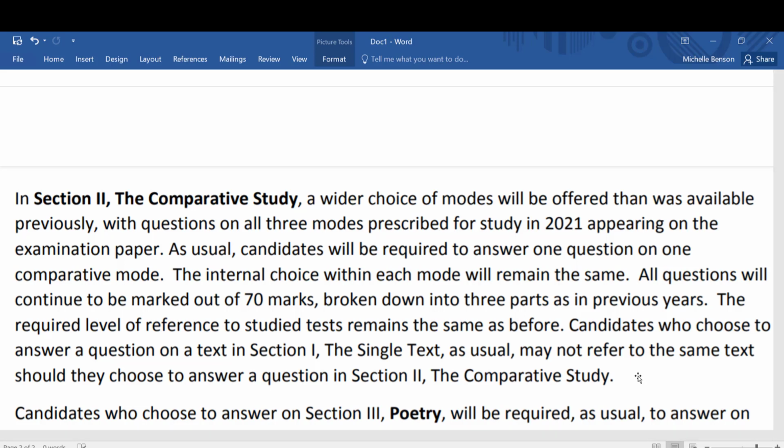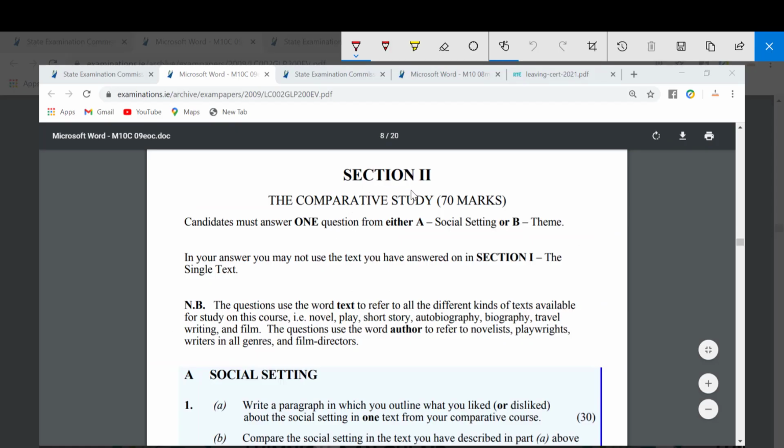Okay, so let's see what that might look like in the exam papers. In previous years, section 2, the comparative study, was worth 70, and it's still worth 70 this year. However, there is a difference. Previously, it would say candidates must answer 1 question from either A, social setting, or B, theme. This year, it would also say or C, relationships.